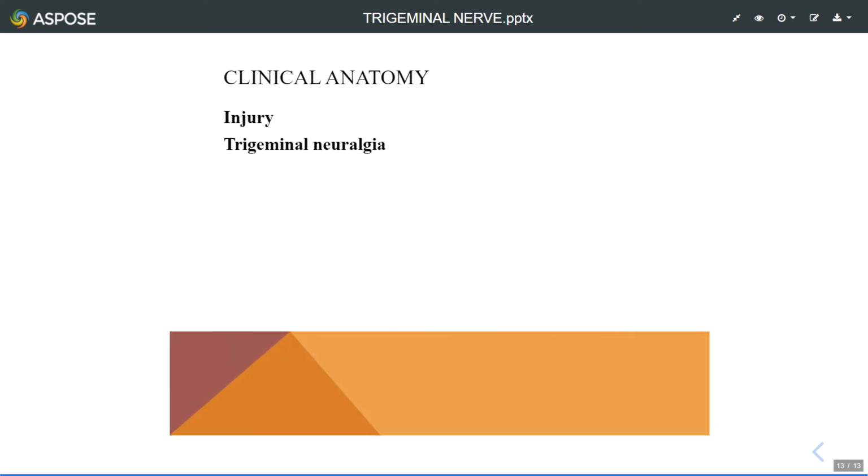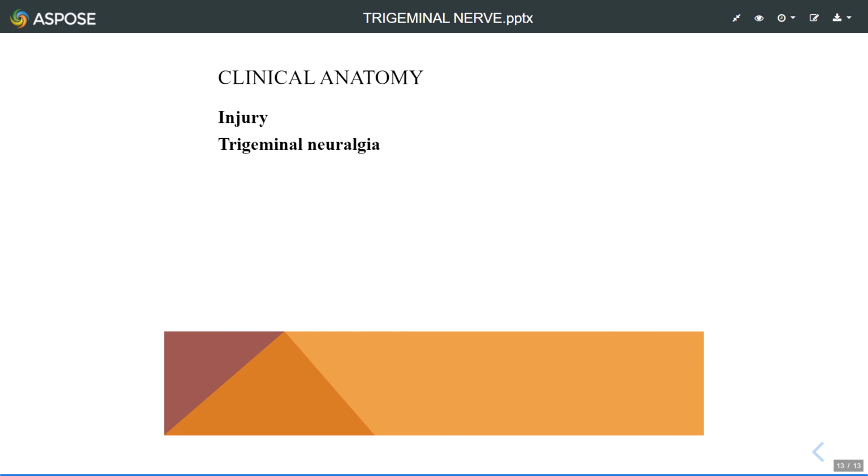Next of all, we see about the clinical anatomy. If any injury occurs to the ophthalmic nerve, there is a loss of corneal blink reflex, and any injury to the maxillary nerve, there is a loss of sneeze reflex. And in injury to the mandibular nerve, there is a loss of jaw jerk reflex.